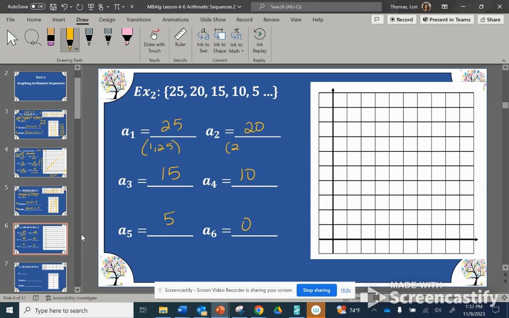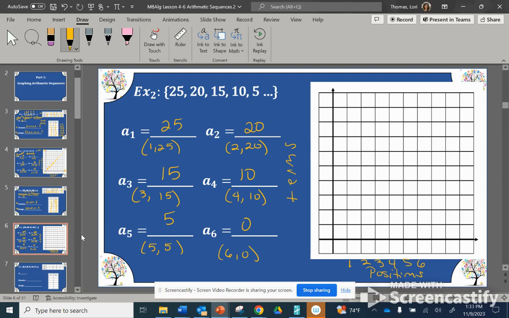The second number is 20. My third term is 15. Our fourth term is 10. Our fifth term is 5. And our sixth term is 0, and so on. So these are going to be the terms, and these are the positions. We always have a first number, a second, a third, a fourth, a fifth, sixth, and so on.